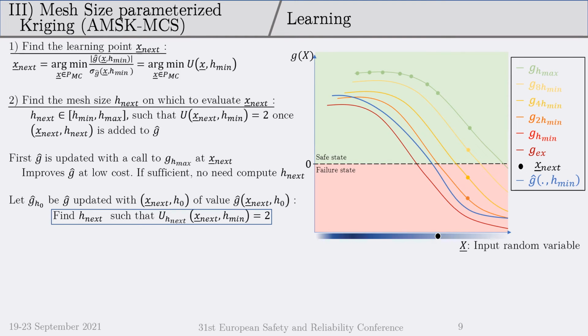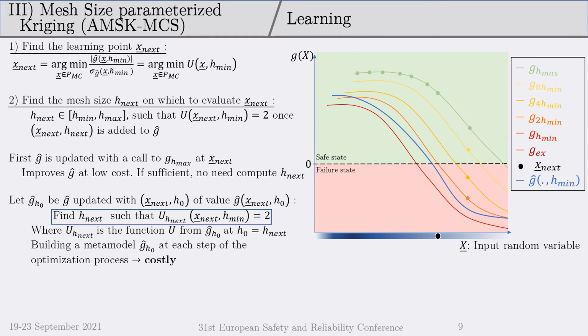You need to find hnext such that u at hnext equals 2 at hmin, where u hnext is the function u from the metamodel gh0 updated with the point we've added. So what this metamodel gh0 allows is to simulate the effect of a point added to the metamodel at mesh size h0 and see the effect at hmin.